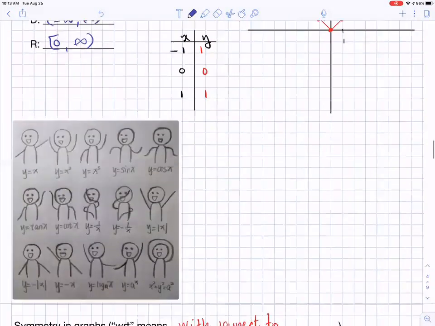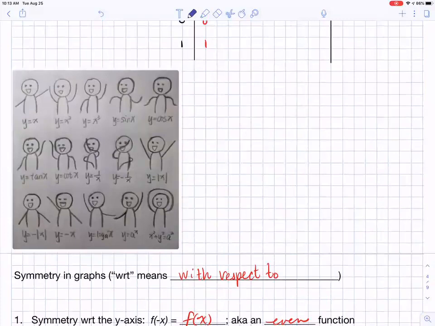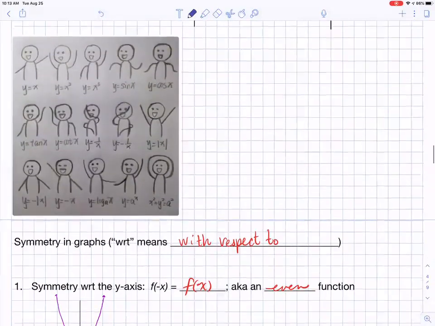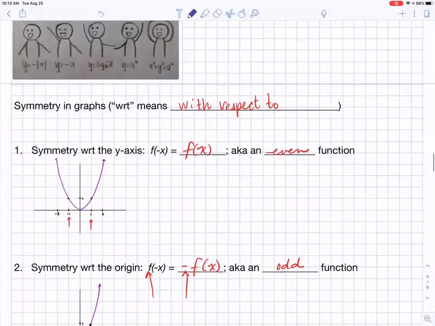The little graphic there is just for you to look at some dance moves, all inspired by math. Okay, symmetry.